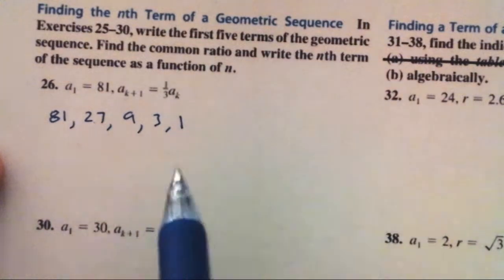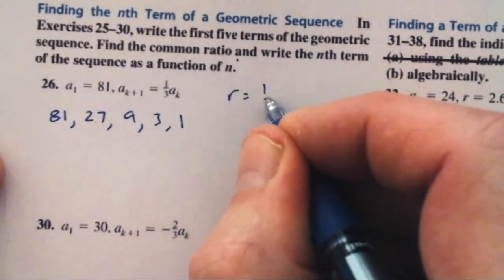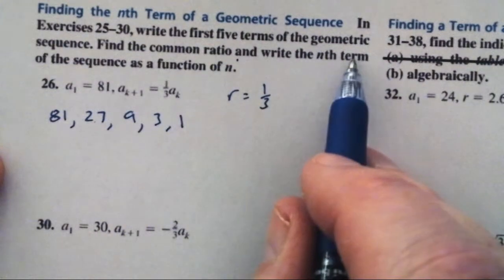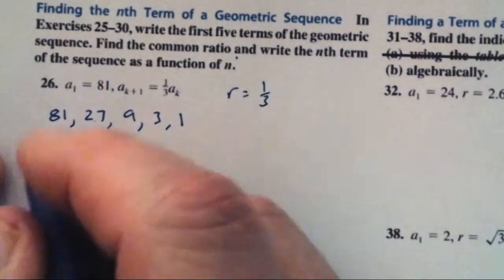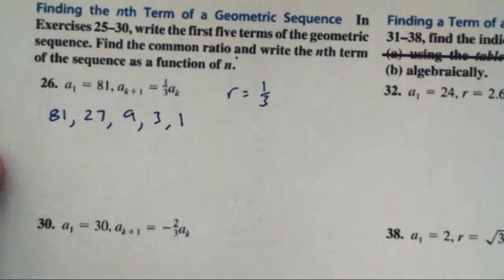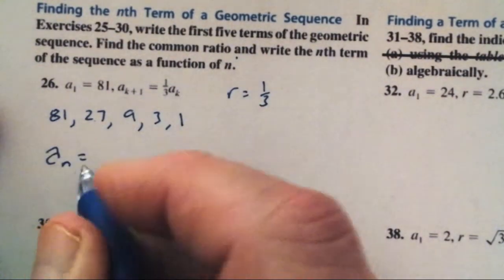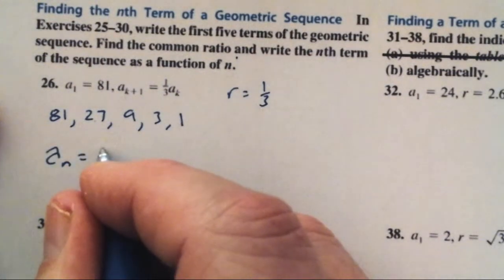It says find the common ratio. Well, the ratio is 1/3. And then write the nth term. So to get to the nth term, and the formula's on the front page, but this is one that should make sense. To get to the nth term, we have to start somewhere. Why not at A1?